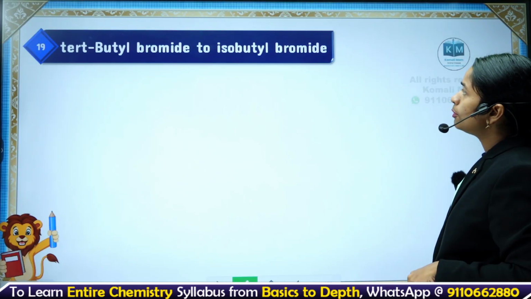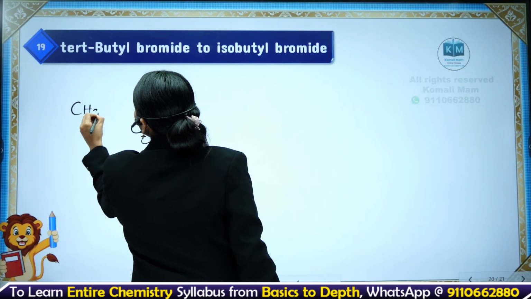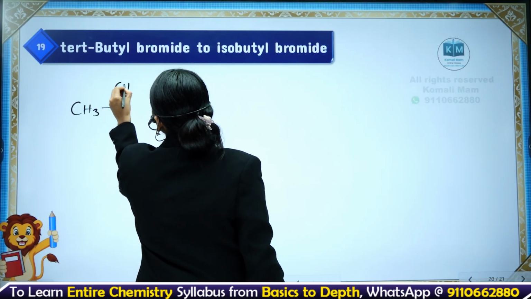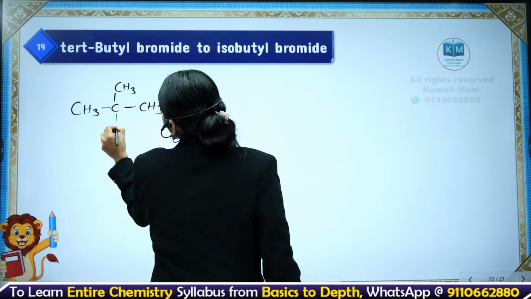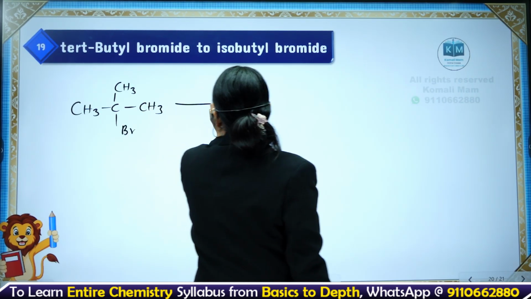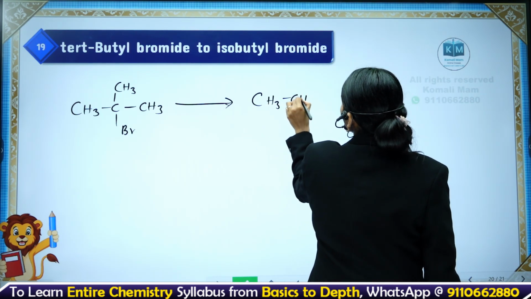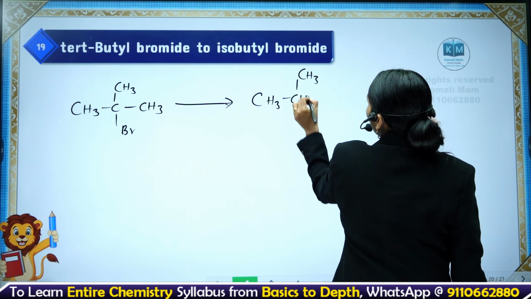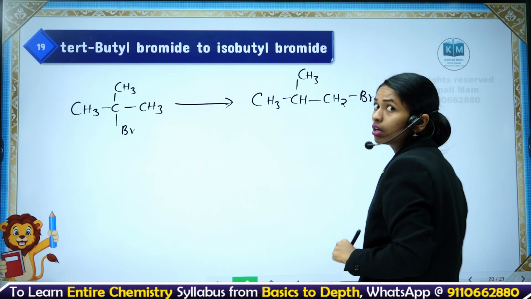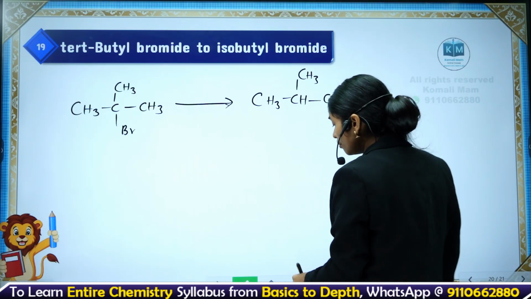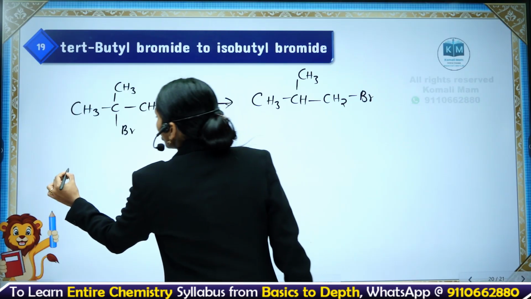Next, tertiary butyl bromide to isobutyl bromide. This is tertiary butyl bromide. Then I want to get isobutyl bromide. So you should have an idea about the structures. Then only you will be able to do the conversions. Are you getting my point? Then what should you do?